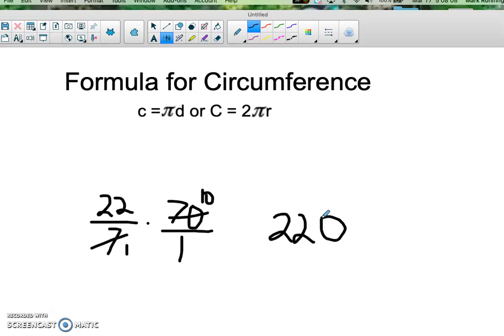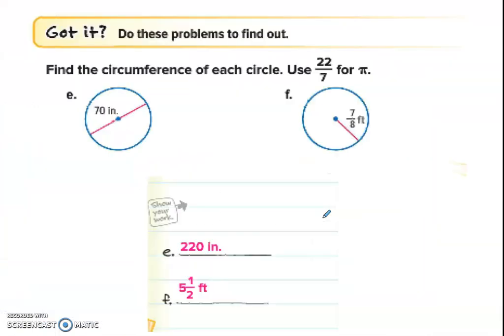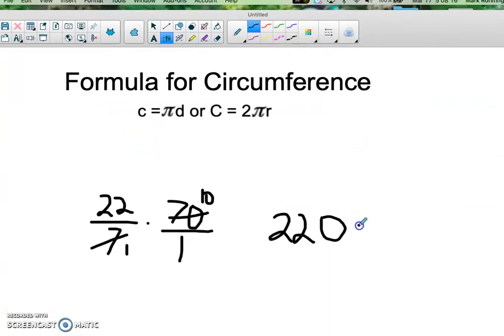And I believe that was centimeters. Nope, that was inches. So 220 inches, and once again, we're just finding the distance around the circle. We are not walking in squares around this circle, so it's just flat out inches.